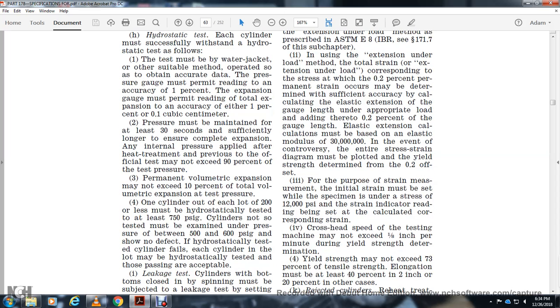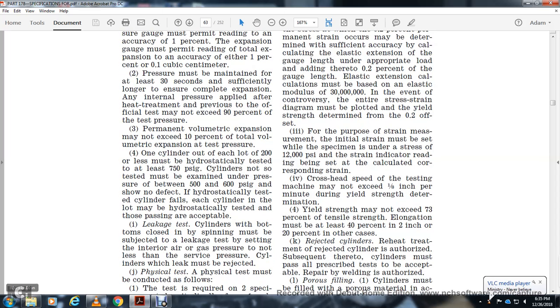One cylinder out of a lot of 200 must be hydrostatically tested to at least 750 psi. Cylinders not subject to the tests are examined under pressure between 500 and 600 psi gauge and should show no defect. Hydrostatic testing is a cylinder failure. Each cylinder lot may be hydrostatically tested and thereby pass the acceptable leakage test. A cylinder with the bottom closed with the spinning must be subject to a leakage test by setting the interior air with the gas pressure to the pressure of the cylinder. Any leak may be rejected.